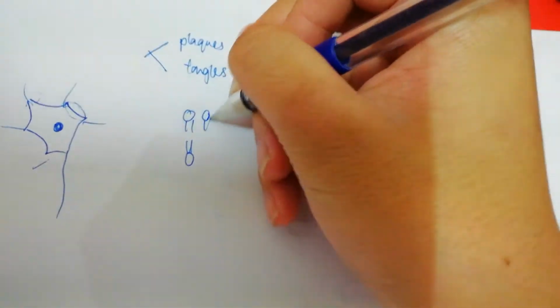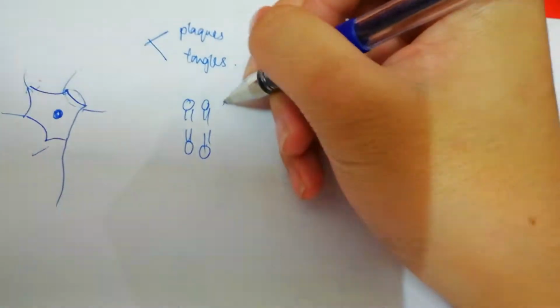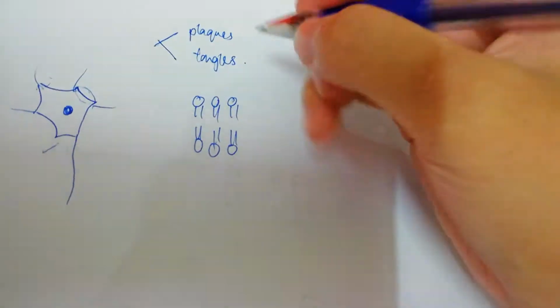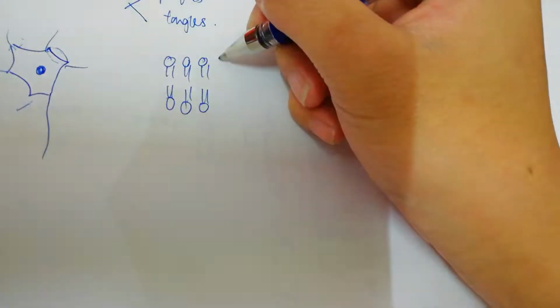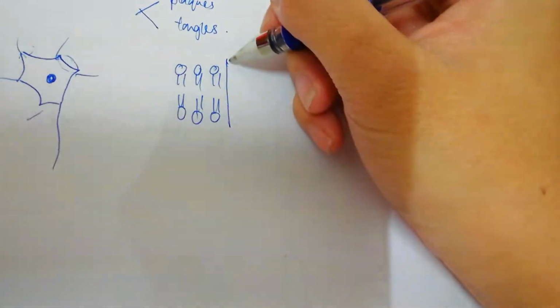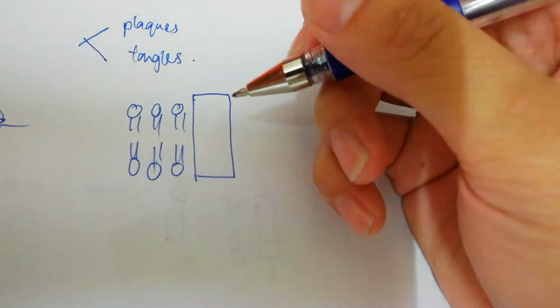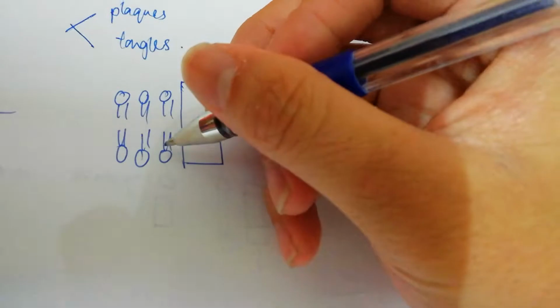Okay, now we'll focus on plaques first. So to talk about plaques, we are going to focus on the cell membrane. Okay, so this is how the cell membrane looks like. Phospholipid bilayer, and in between this cell membrane we actually have a protein. We call it the APP protein. This is a transmembrane protein. You guys can just draw it in such a way. So you just follow this line.